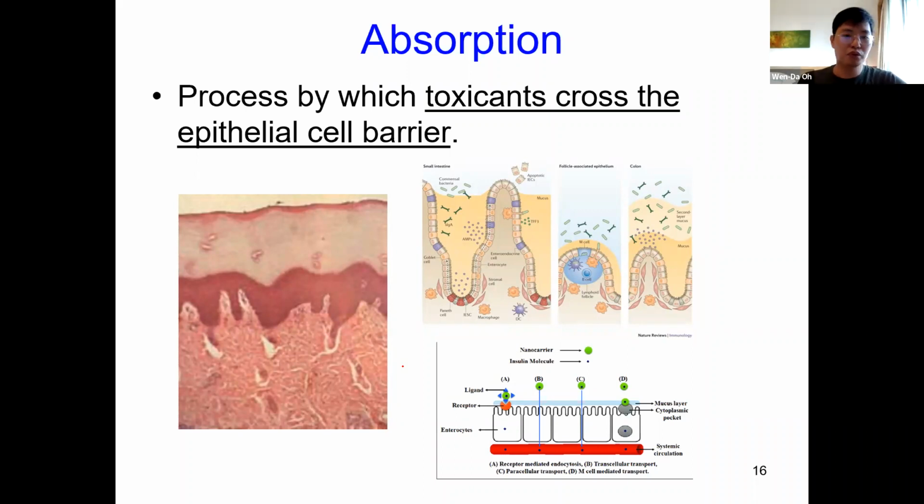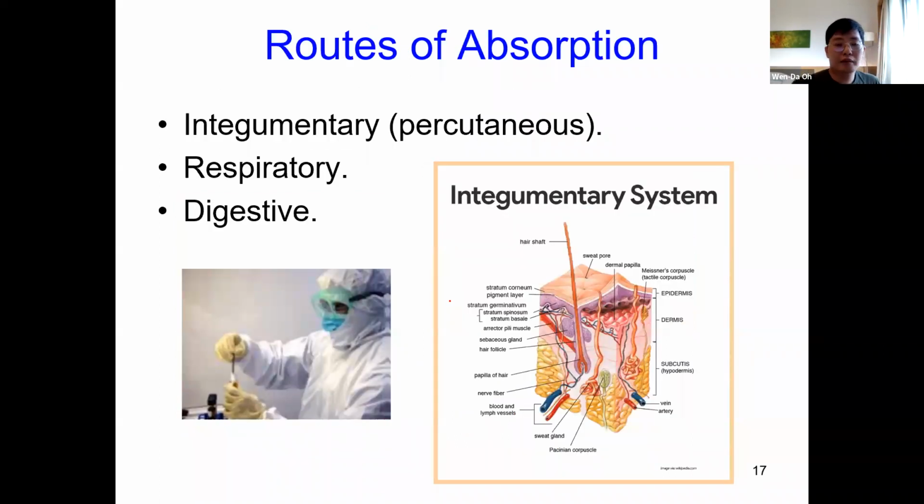Okay, so just to go through in more detail on the absorption. Absorption can happen in three different areas. As long as the toxicant crosses something called the epithelial cell barrier, it goes into our cell, it goes into our body. Then we can call it absorption. There are three main places whereby absorption can happen, as I have emphasized just now. One is through skin. Then we have the respiratory tract, and then we have the digestion, whereby that means we consume that particular toxicant.